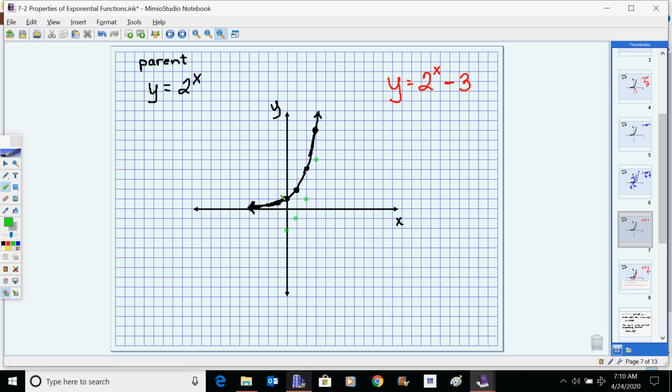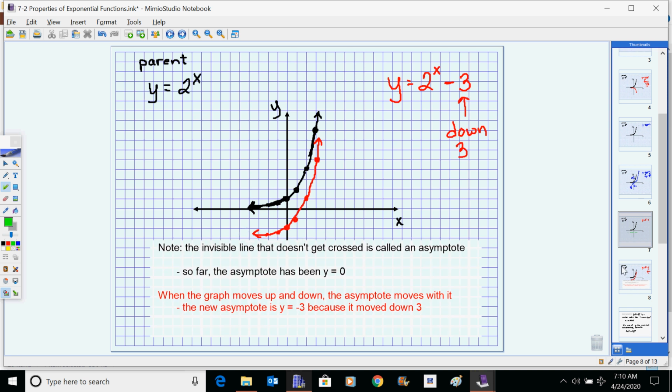Now the thing that you need to keep in mind, there is an asymptote hiding here where it's going to 0. The asymptote has also shifted down, okay? So you have to be very careful when you draw these that you don't go down past that value. Okay, the invisible line that doesn't get crossed is called an asymptote. It has been at 0, but when the whole thing shifts down, the asymptote also shifts.